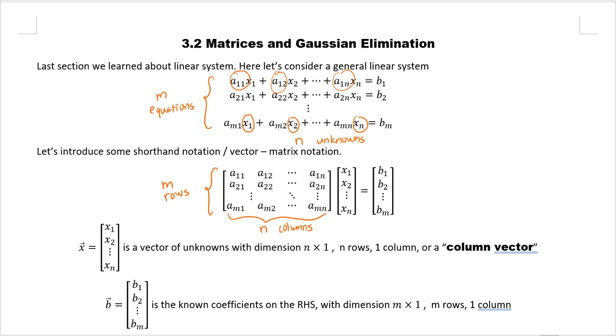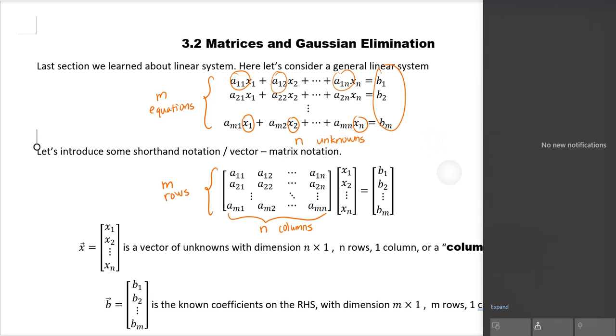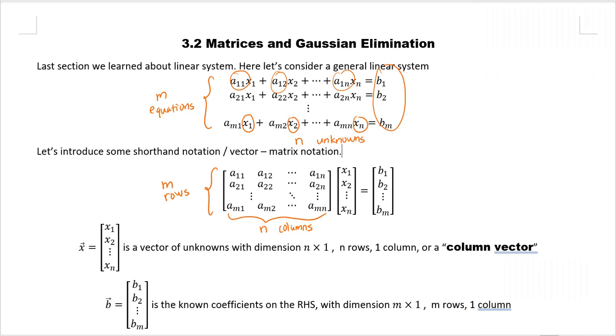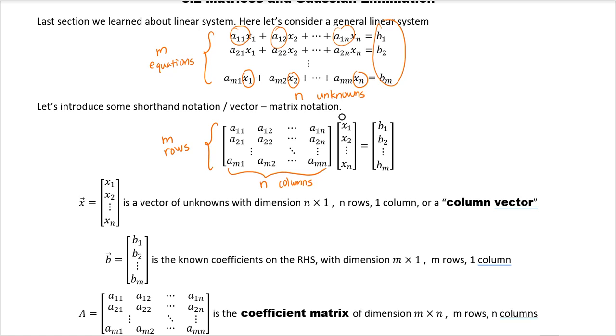We have n unknowns, x1, x2, up to xn. So this is the unknown vector, and then on the right hand side we have b1 to bm. Okay, so let's see the x. The vector x, x1 to xn, is the vector of unknowns with dimension n by 1.